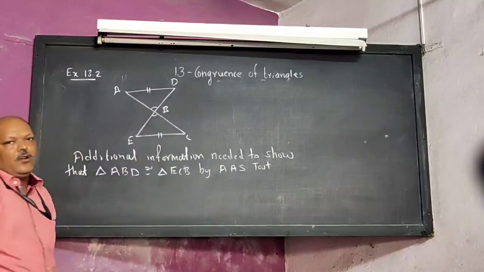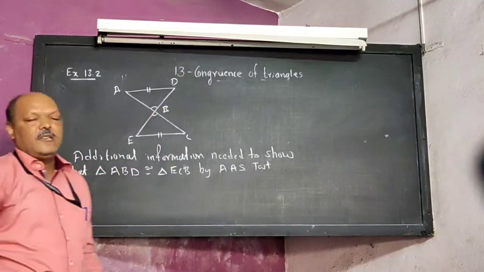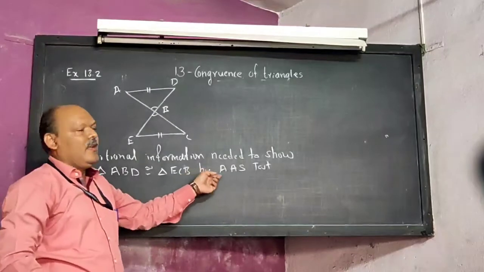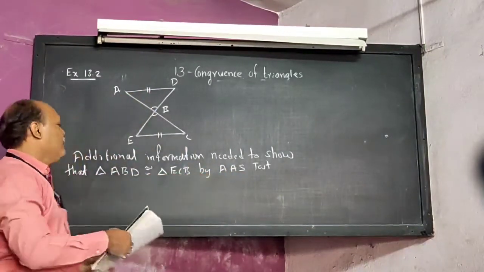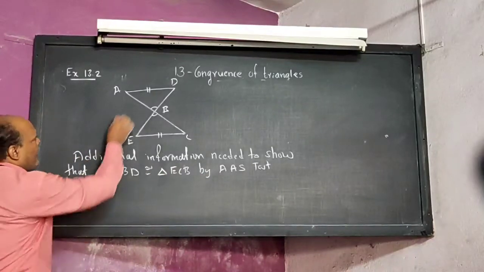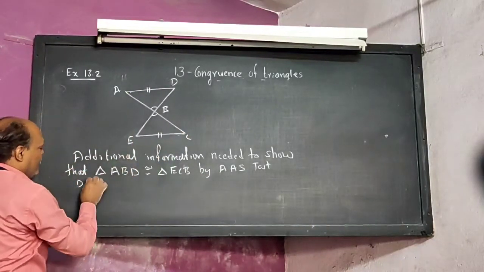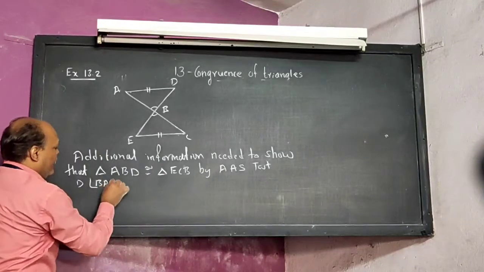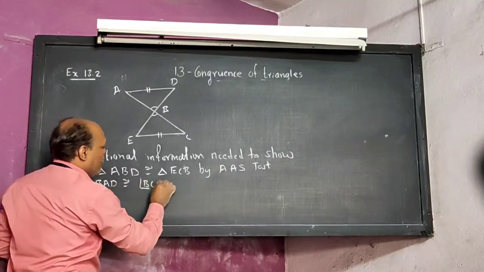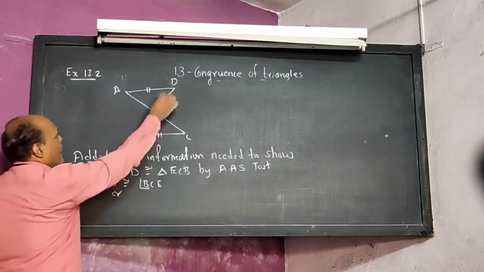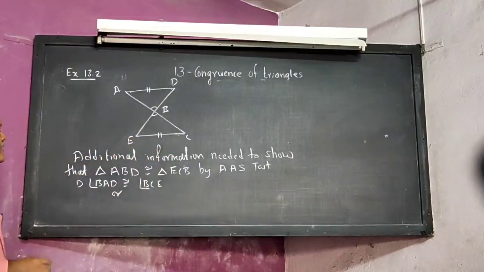that is, vertically opposite angles. So one piece of information is missing to show the triangles congruent by the AAS test. We have one side and one angle is missing. So first we can say angle A is congruent to angle C, that is angle BAD congruent to angle BCE.